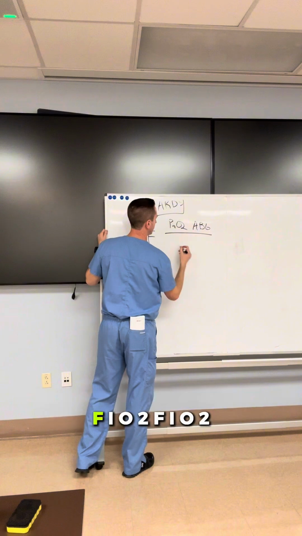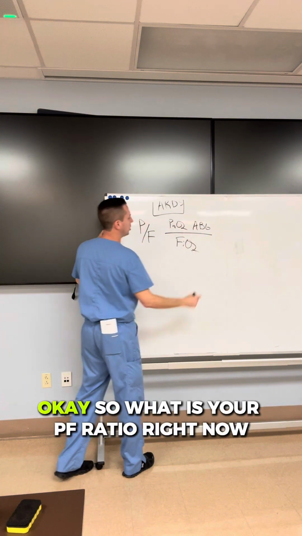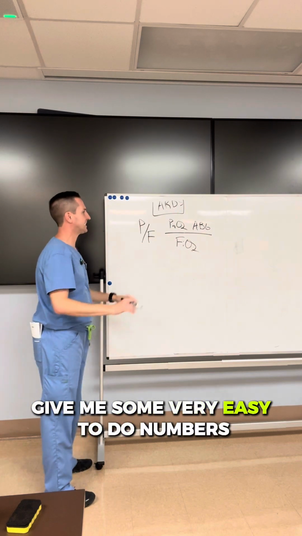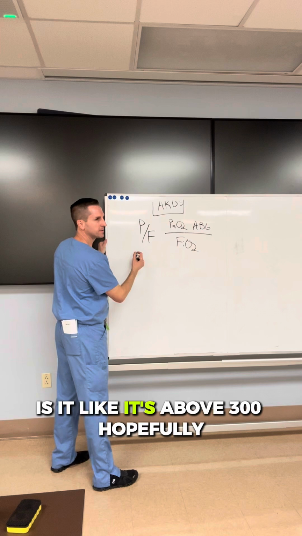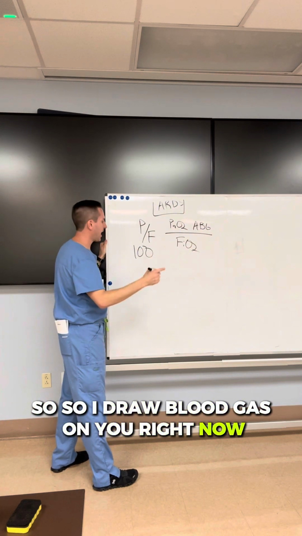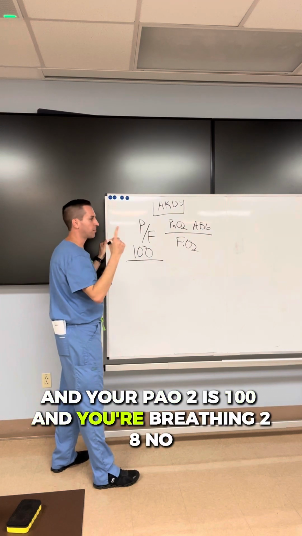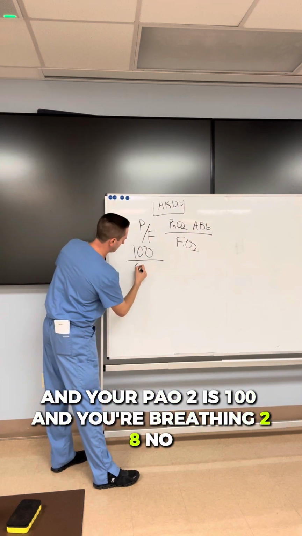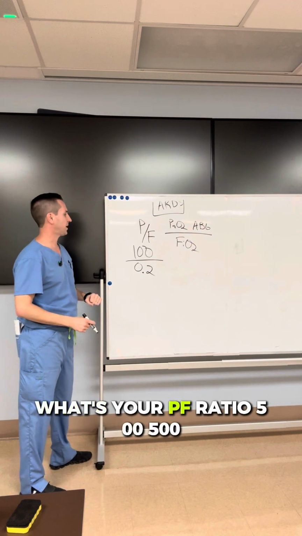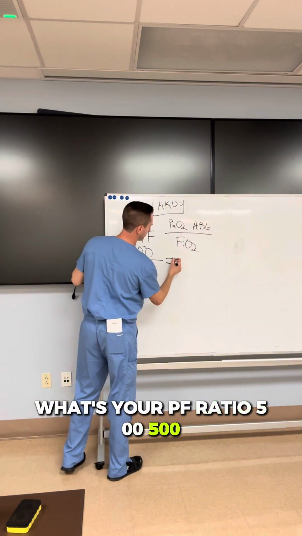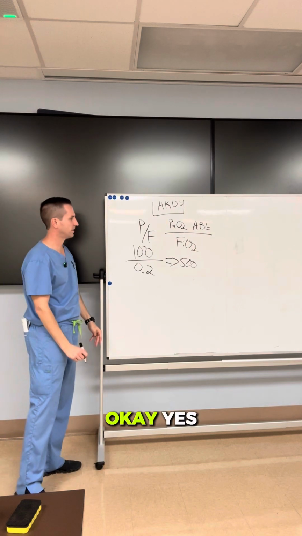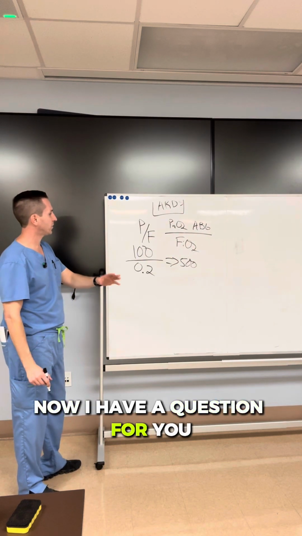And then what's the F? FiO2. Okay. So what is your PF ratio right now? Give me some very easy to do numbers. Is it like, it's above 300 hopefully. Okay, good. So I draw a blood gas on you right now, and your PaO2 is 100, and you're breathing room air, 21%, call it 0.2. What's your PF ratio? 500. This is you chilling, having a beer. Okay, yes.